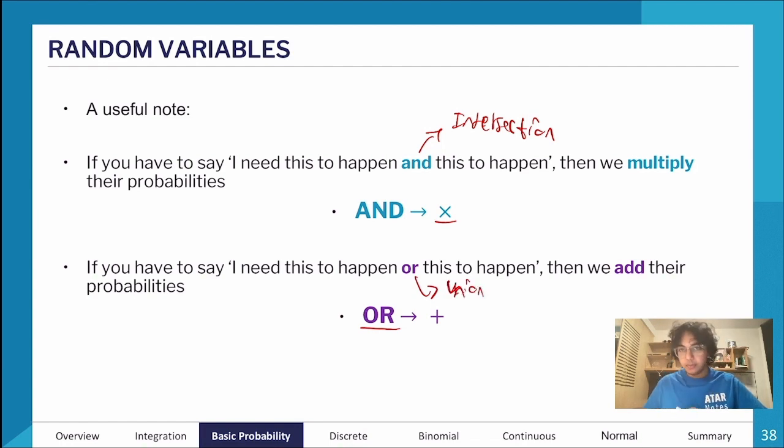So general rule of thumb, if you see intersection, you're multiplying. If you see union, you're adding. But remember, the intersection multiplying thing only works for independent events.